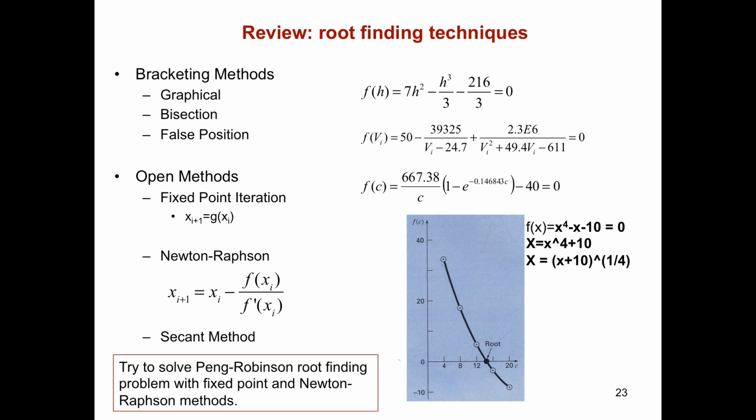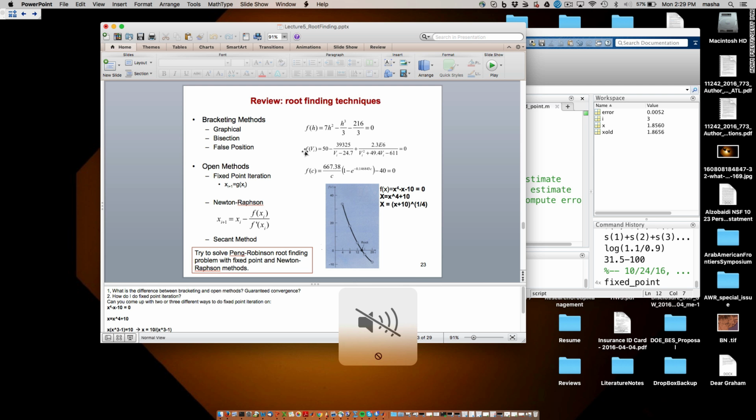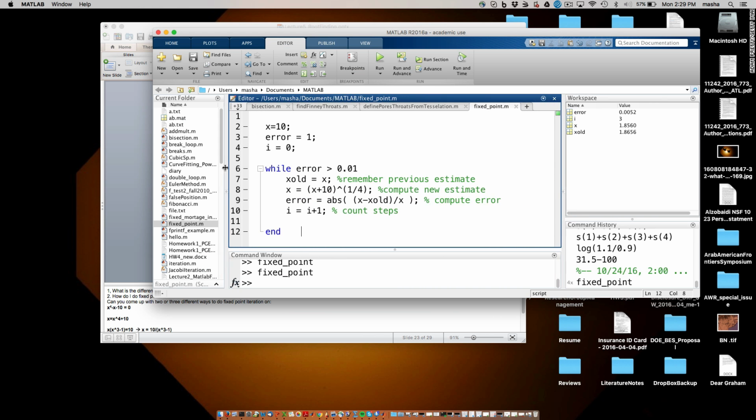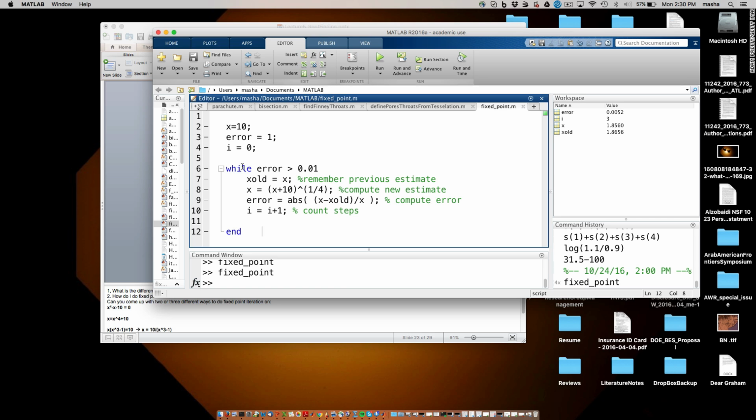We exemplified that in class. So, for instance, we already noticed that this would be a good choice for g of x in that same problem, because my g prime of x is going to be small. My g prime is 1/4 times x plus 10 to the minus 3 over 4, right? So that's going to be small.